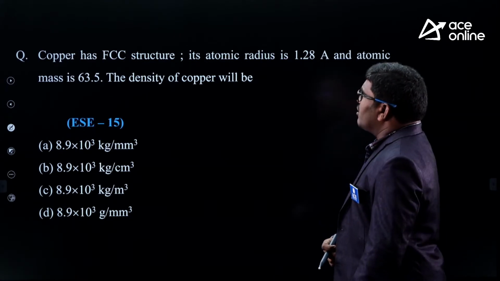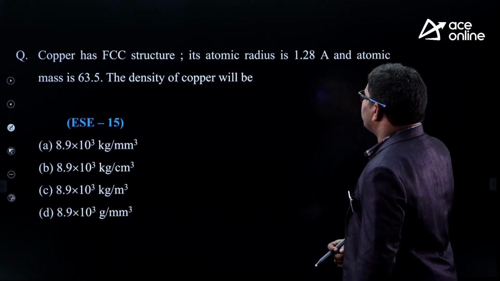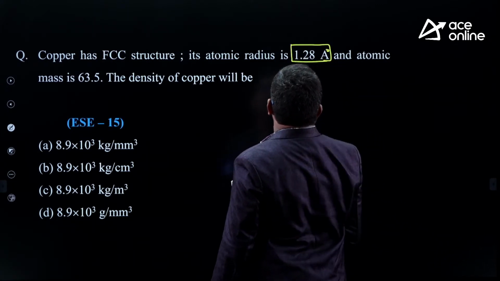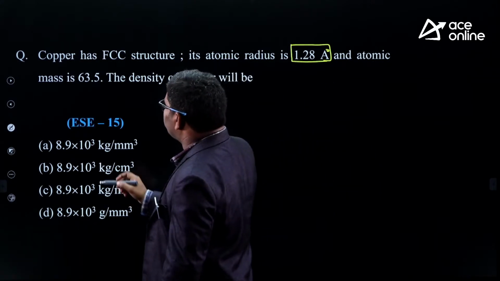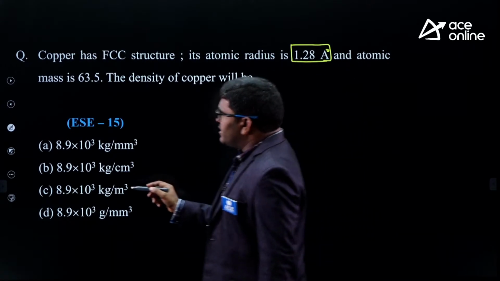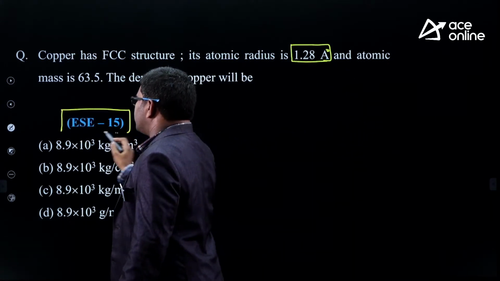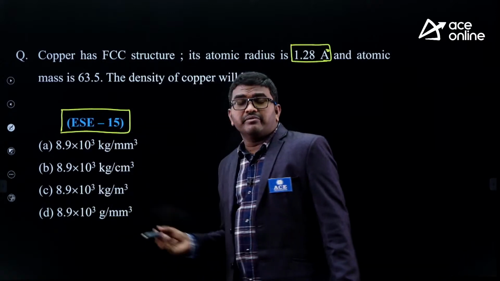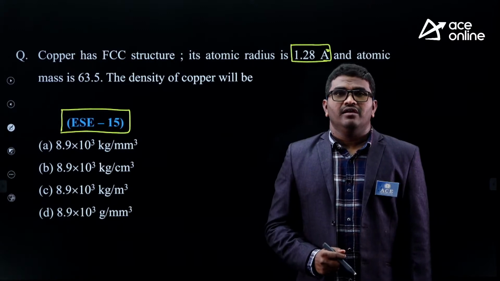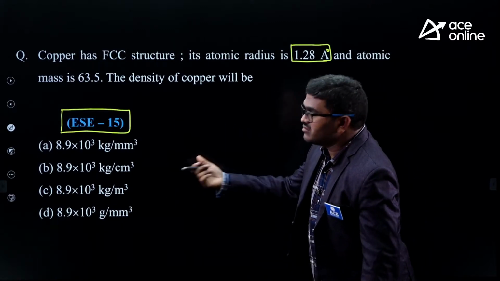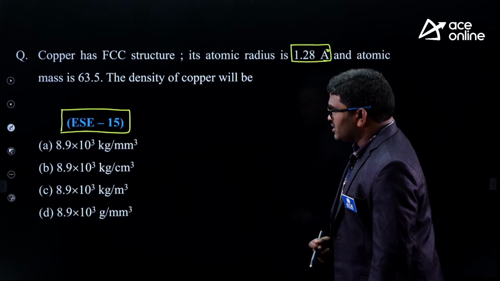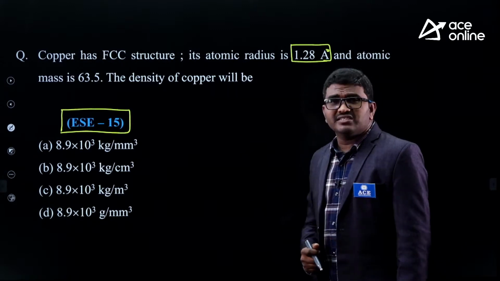Now see some of the questions related to ESC. Copper has an FCC structure, its atomic radius is 1.28 angstroms, atomic mass is 63.5, and the density of copper is asked. In the ESC, a calculator is not allowed. But it's a numerical, so how can we solve it? It's a very simple one. Based on the units, by comparing the units, you will get the answer easily.